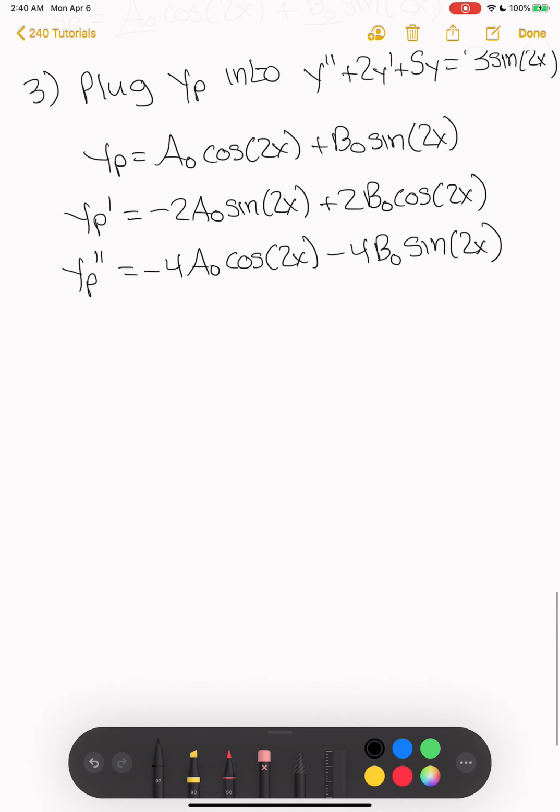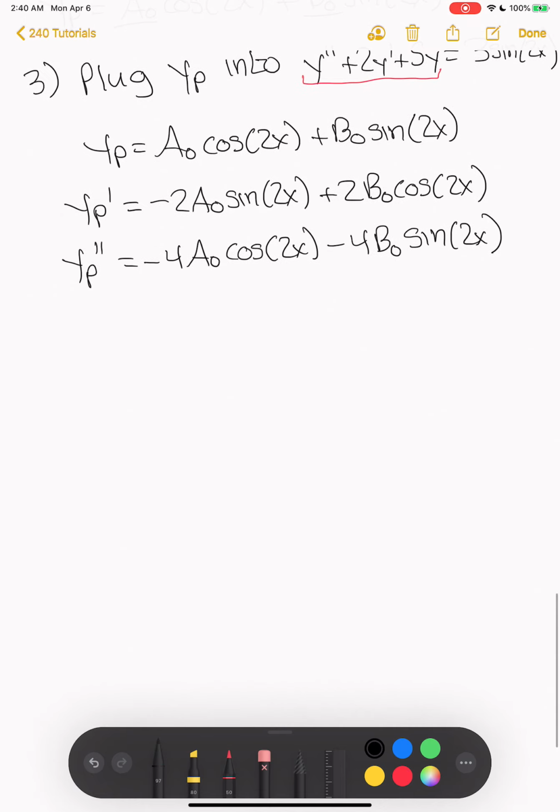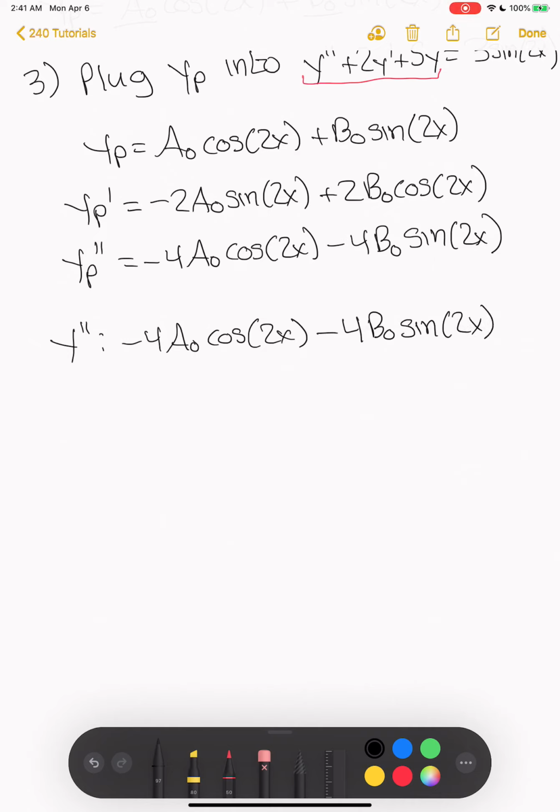Okay, and then what I do, and I like to do this vertically just for space, but now we have to go through and actually figure out what this quantity is. So what I like to do is put y double prime on this side, which was equal to -4 a naught cosine of 2x minus 4 b naught sine 2x. And then again over here, I'm adding to that 2y prime.